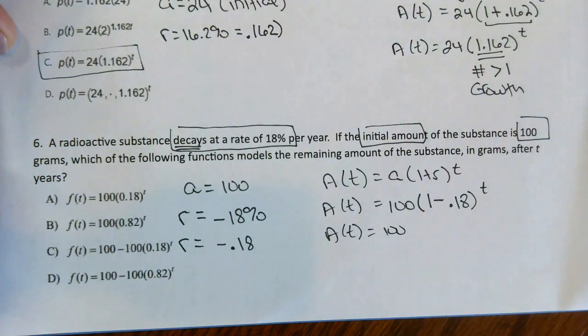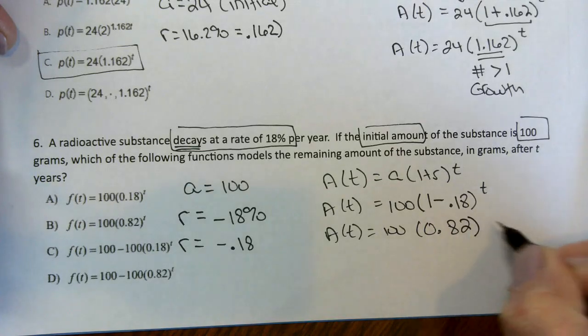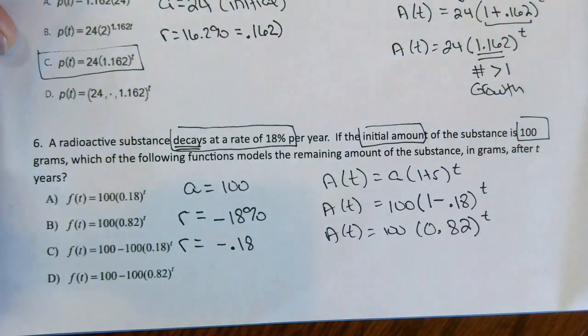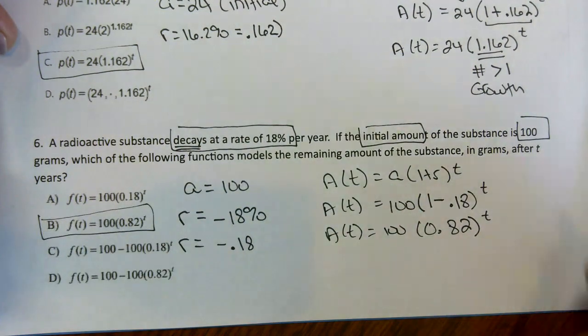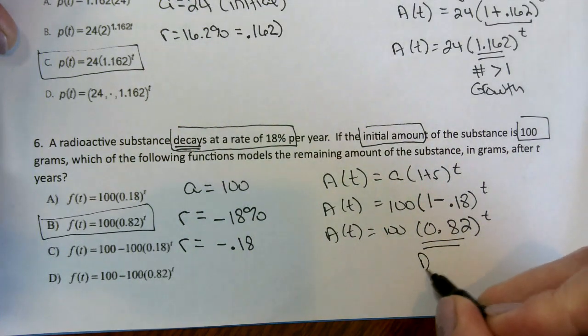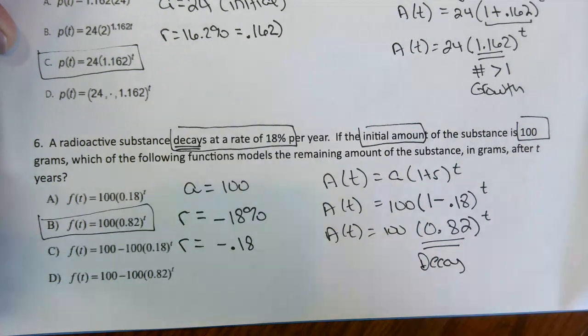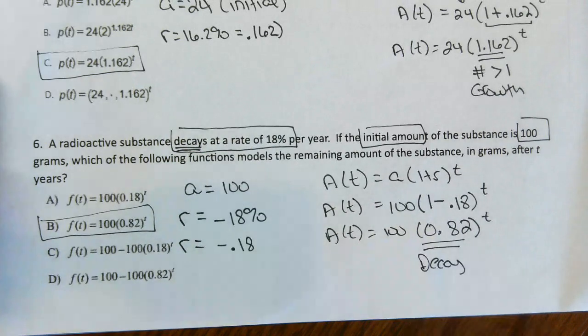1 minus 0.18 is 0.82. And so that matches B. And you got to know that that part right there determines whether it is growth or decay. And this is a decay function. Decay functions decay and go down. That's why that number needed to be less than 1.